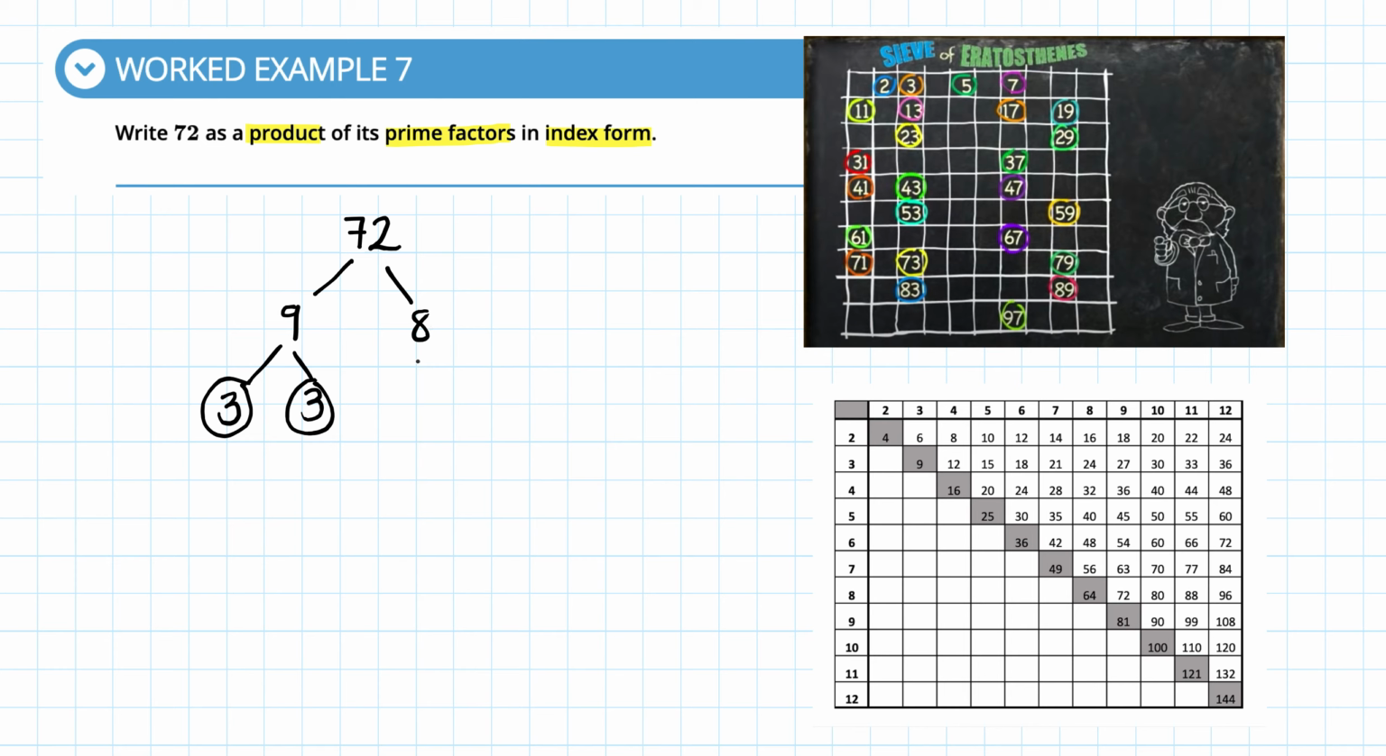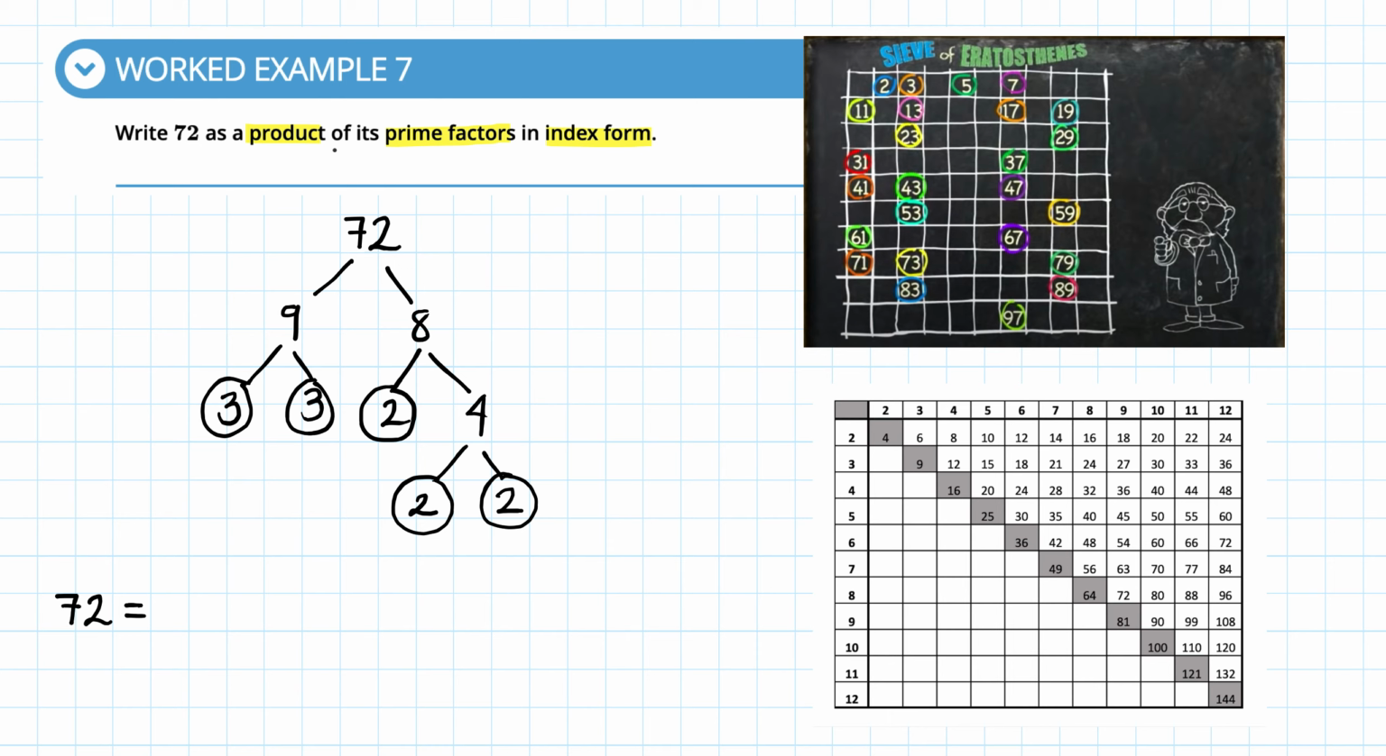Then we go to 8 and we say, okay, 8, I know that I can divide it by 2 and I get a 4. So 2 and 4 are factors of 8, and 2, I know that is a prime factor. Then 4, I have to continue, and I know that I can divide it by 2, and I'll obtain 2. And there I go, these two are prime numbers. So how am I going to do this? We're going to write 72 is going to be equal to.